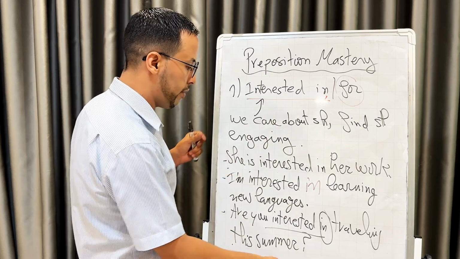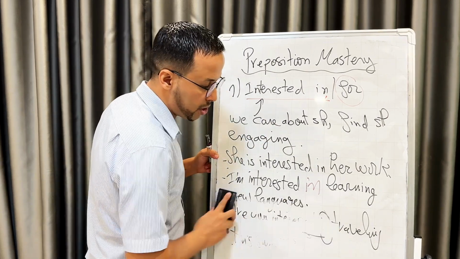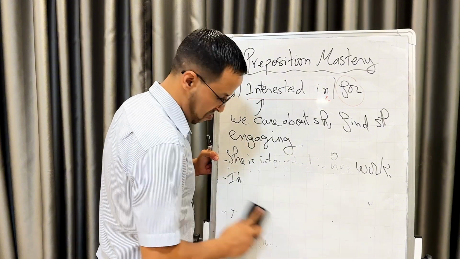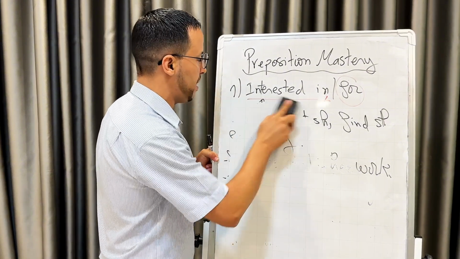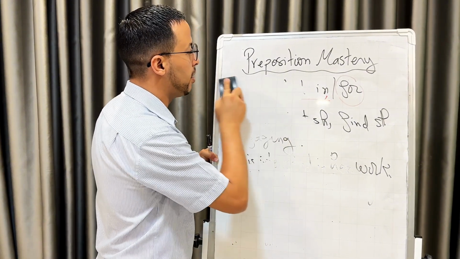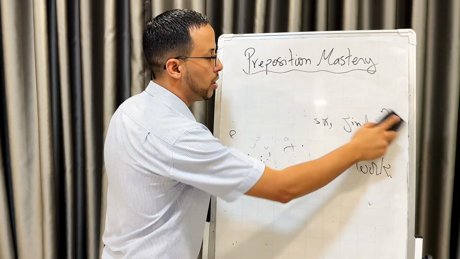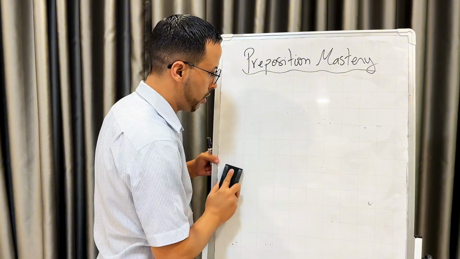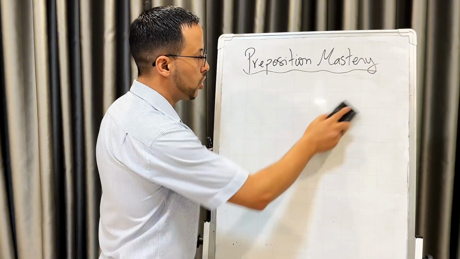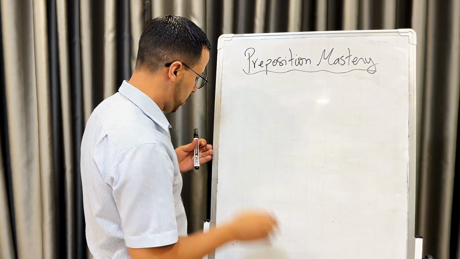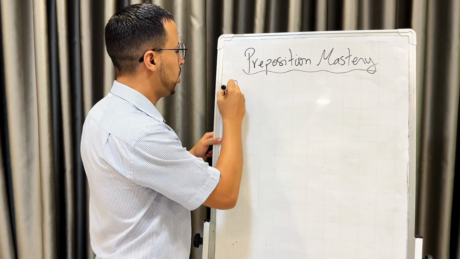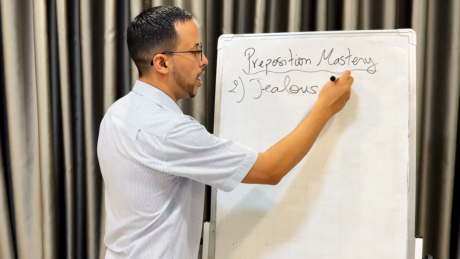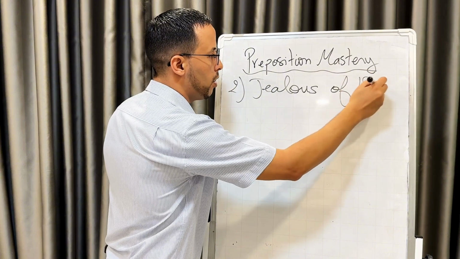I'm interested in learning Vietnamese. I'm interested in visiting so many places in Vietnam. I'm interested in whatever. You feel excited. Engaged, interested in. Okay, so you use interested in. Number two, jealous. Jealous of, jealous from.